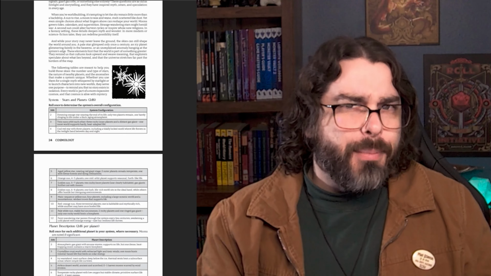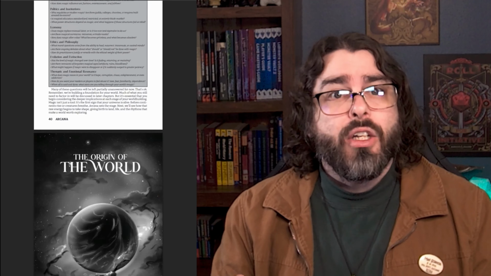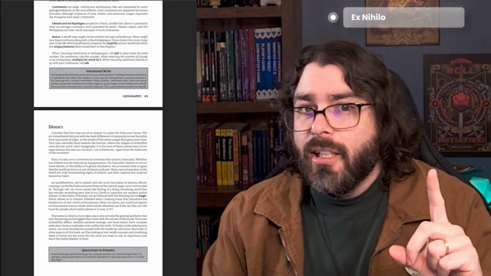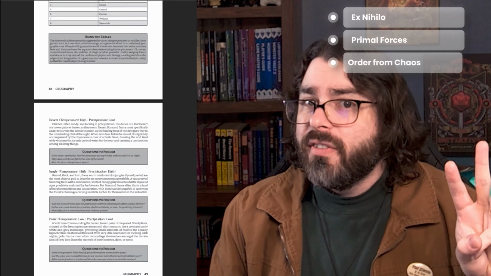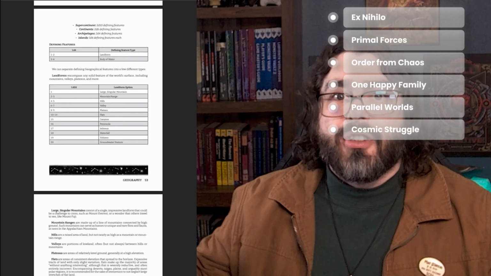One thing that I like about the writing especially is that the information provided is comprehensive enough to explain a concept, but not so much that you're overwhelmed with details or ideas that your own creativity is stifled. For example, when looking at the origin of the world, we have 6 options for types that are shared: ex nihilo, primal forces, order from chaos, one happy family, parallel worlds, and cosmic struggle.